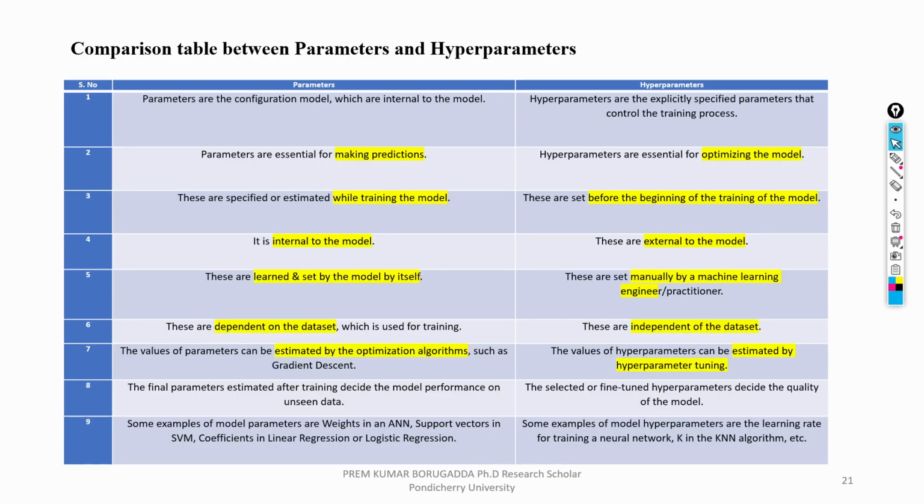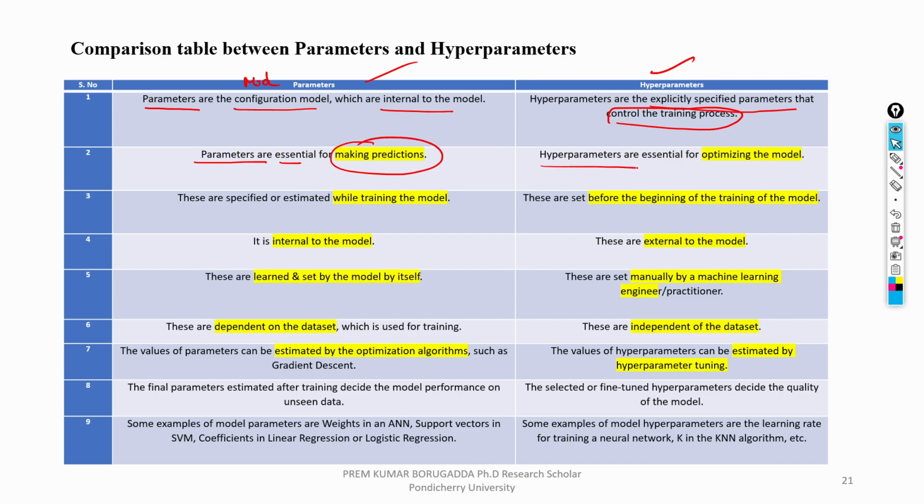Here is a comparison table between parameters and hyperparameters. Model parameters are configuration values that are internal to the model, whereas hyperparameters are explicitly specified and control the training process. This is the main difference between model parameters and hyperparameters. These model parameters are essential for making predictions.